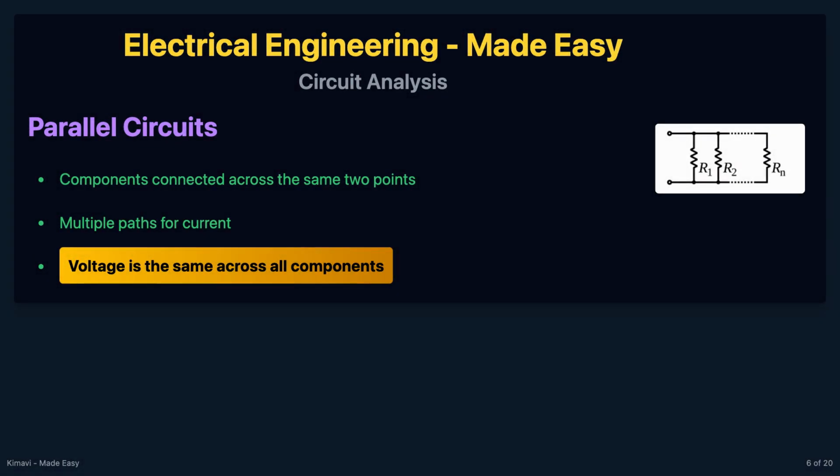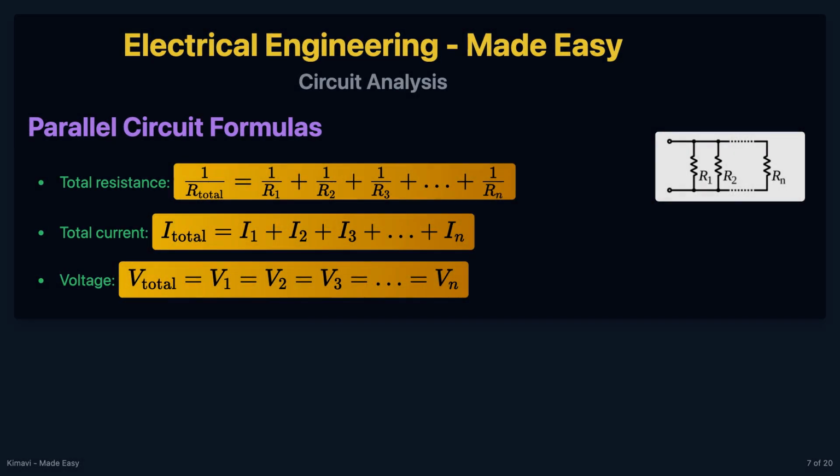In a parallel circuit, components are connected across the same 2 points, providing multiple paths for current to flow. The voltage across each component is the same, but the current can vary. The total resistance in a parallel circuit is given by the reciprocal of the sum of the reciprocals of the individual resistances, represented by 1 over R total equals 1 over R1 plus 1 over R2 plus 1 over R3, and so on.